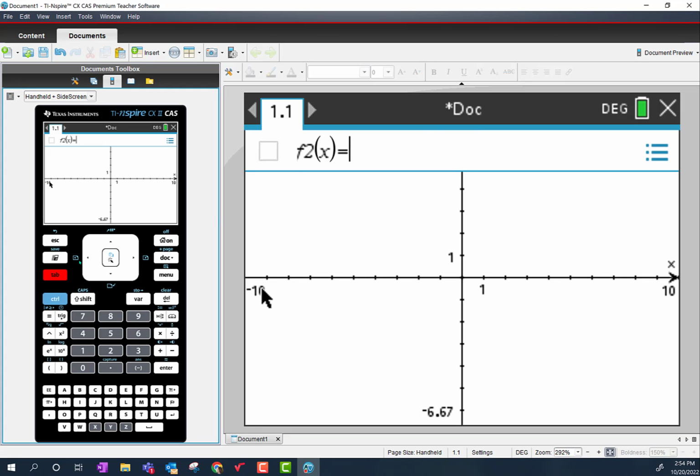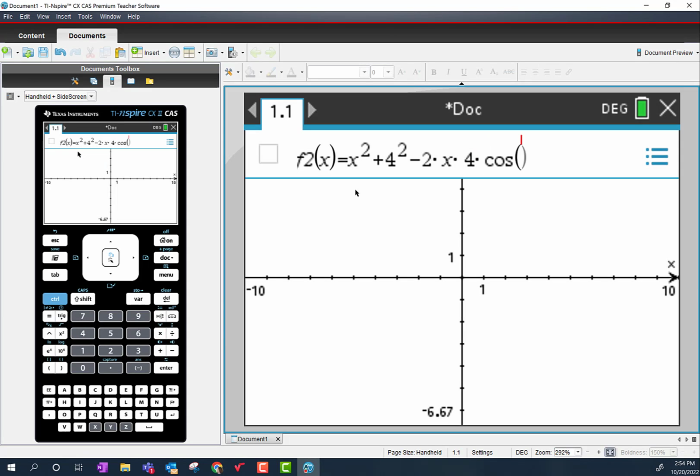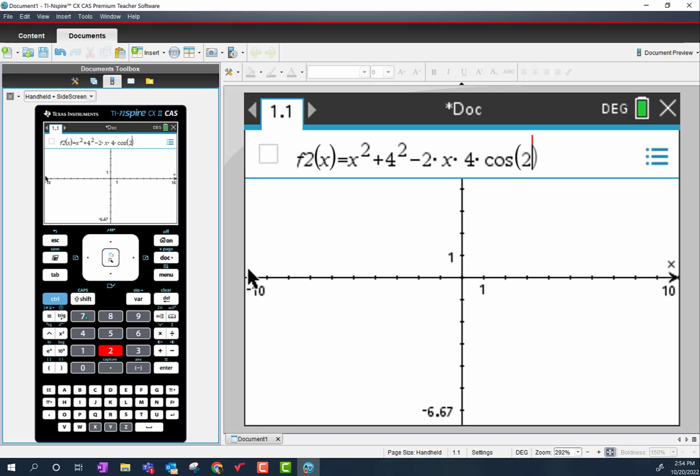I'm going to hit the tab, and my F2 is the right side of the law of cosines. So I'm going to use an x, so x squared, then it was plus 4 squared minus 2 times x times 4 times cosine of 27 degrees. I'm going to pause here for a minute, and we need to be sure that our calculator is in degrees. So make sure you've got degrees.